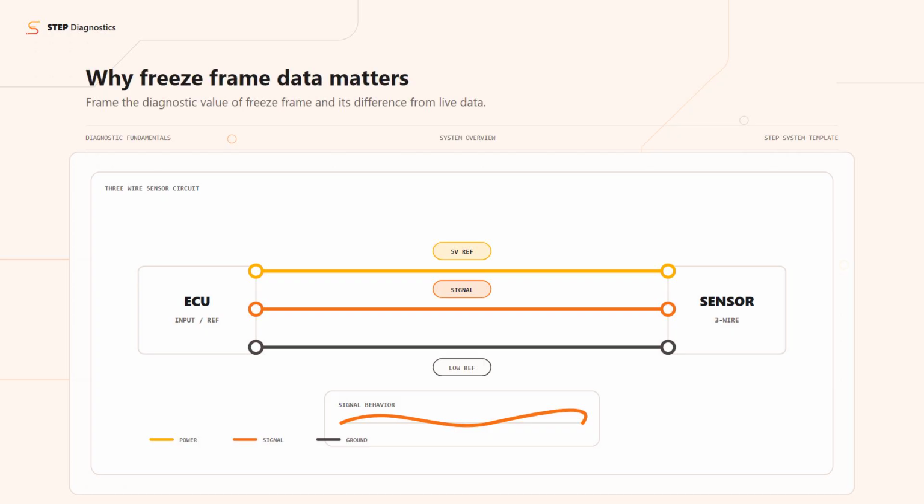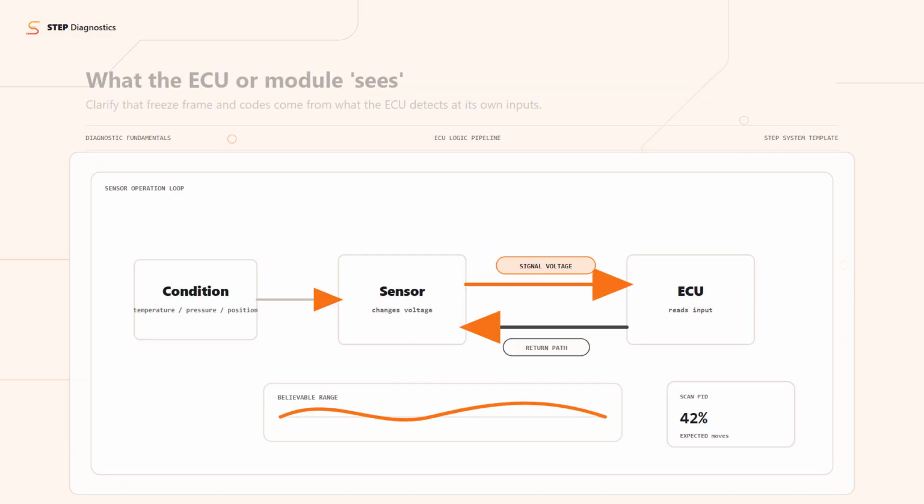When a fault code sets, the ECU stores a freeze frame, a snapshot of key operating data at that exact instant. This information can reveal important clues about system conditions right when the problem was detected, which helps you avoid blind part replacement. Freeze frame shows only what the ECU saw at its sensor and input pins, not necessarily what was really happening in the system. A wiring issue, shared ground, or offset voltage can fool the module and the freeze frame.